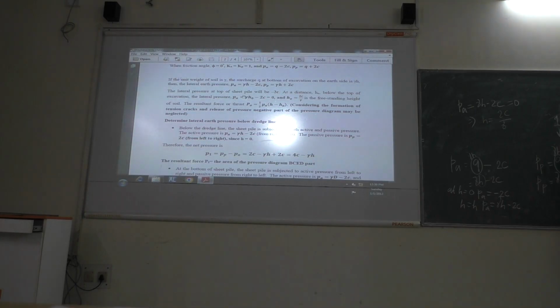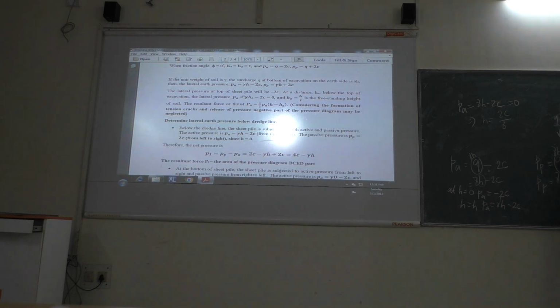If you are considering soil which has undergone compaction, there will be tension cracks. I am coming to that crack part also, and what will happen if a crack comes due to this negative earth pressure. This part of the soil will separate out from the sheet pile due to the negative pressure. That is only the crack.